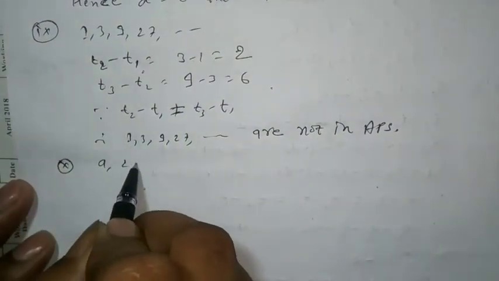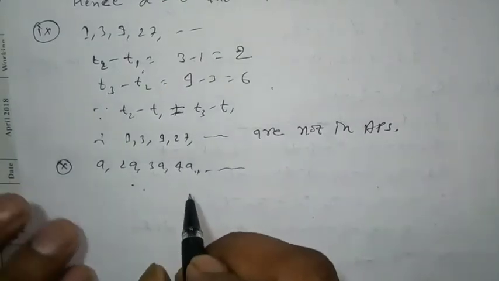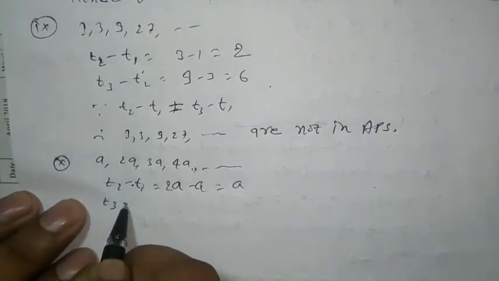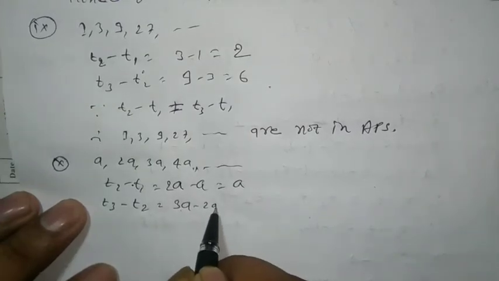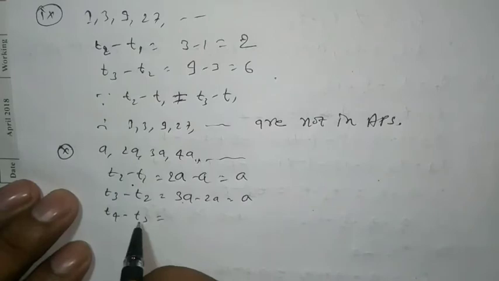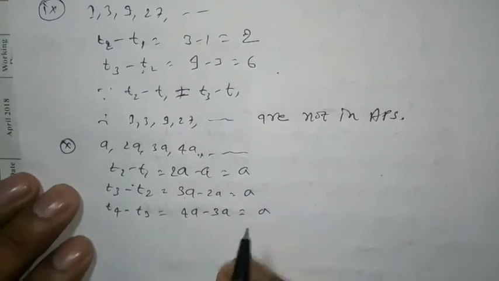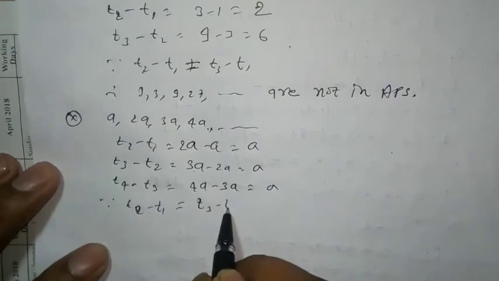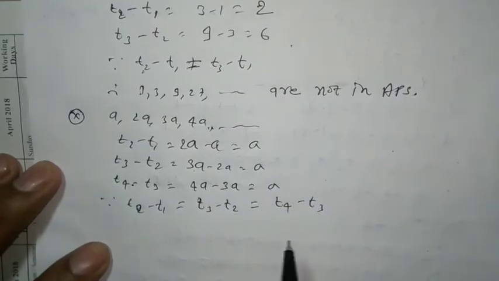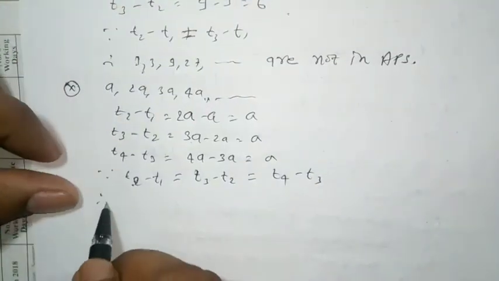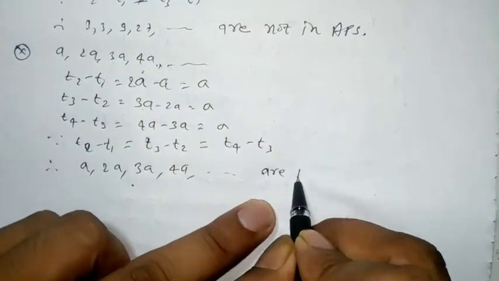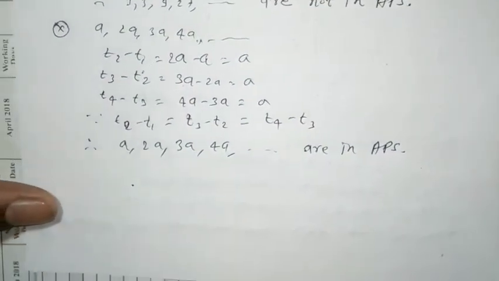A, 2A, 3A, 4A. T2 minus T1 is equal to 2A minus A, is equal to A. T3 minus T2 is equal to 3A minus 2A, is equal to A. T4 minus T3 is equal to 4A minus 3A, is equal to A. Because T2 minus T1 is equal to T3 minus T2 is equal to T4 minus T3, therefore A, 2A, 3A, 4A and so on are in AP.